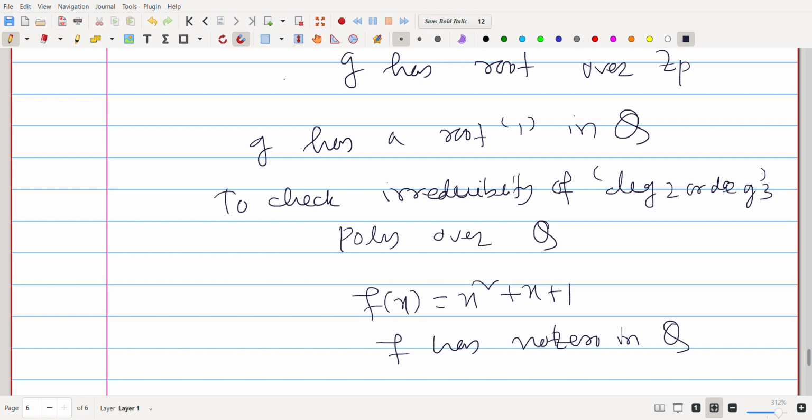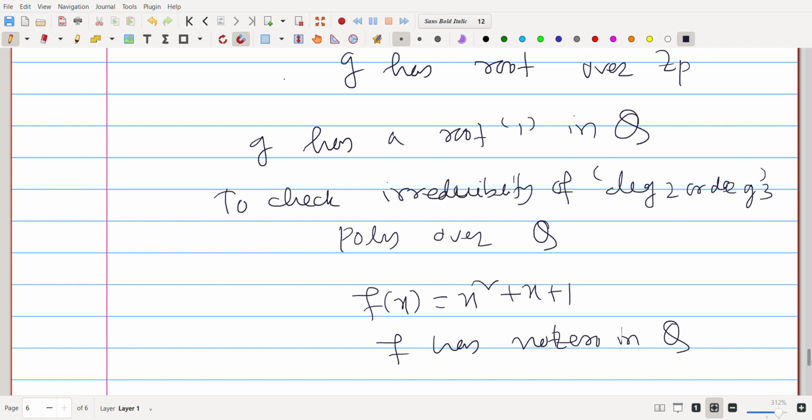We don't want to use the mod p irreducibility criterion here because we don't need it. You can just use that. So for irreducibility of a degree 2 or degree 3 polynomial over Q, it is enough to check whether it has a zero or not. If it has no zero, that will imply that it is irreducible. Here we are using that. Okay, so now go to the next problem.